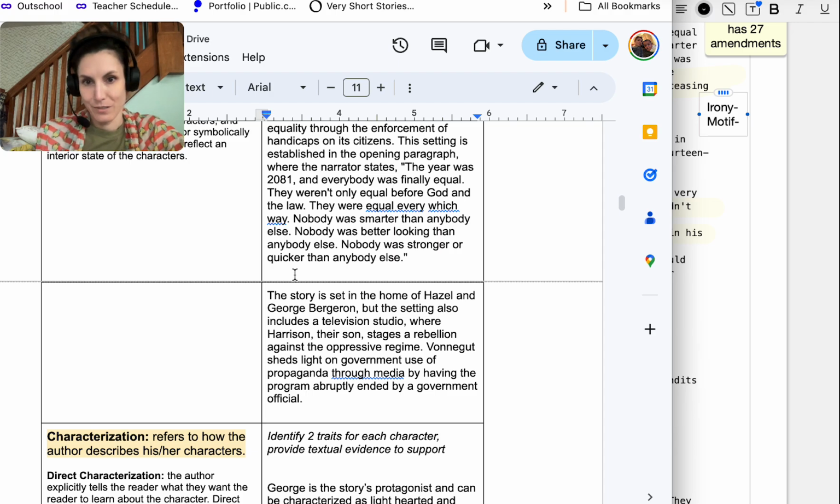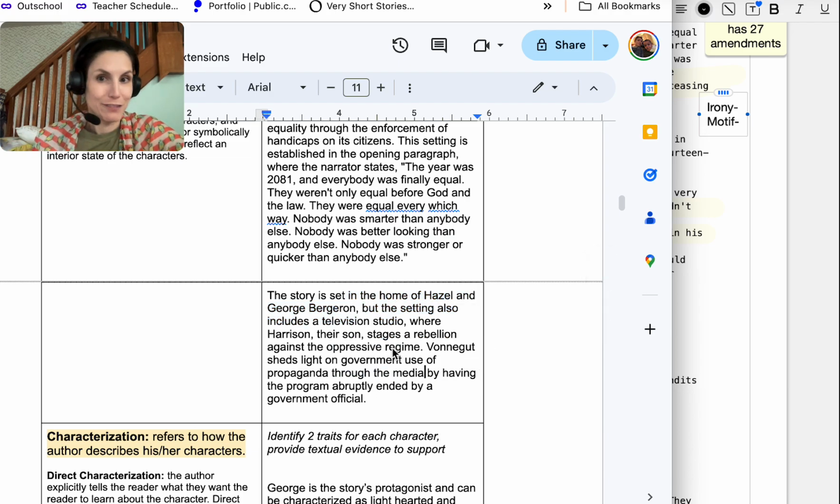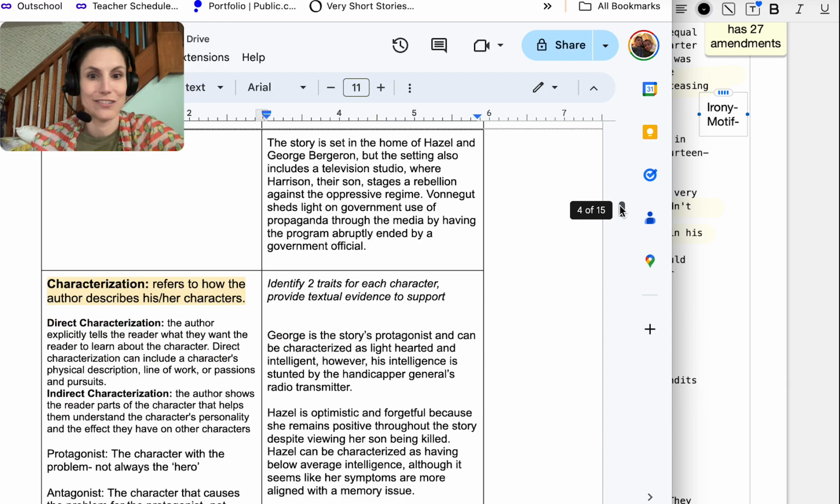We can also see here, the setting is in 2081, we described the type of government, but it isn't a family home. The family is watching what is transpiring in a television studio. So we could say that this setting is Kurt Vonnegut's attempt to show readers the power of government involvement in media, especially since a government official comes and shuts it all down. And then George and Hazel totally forget.